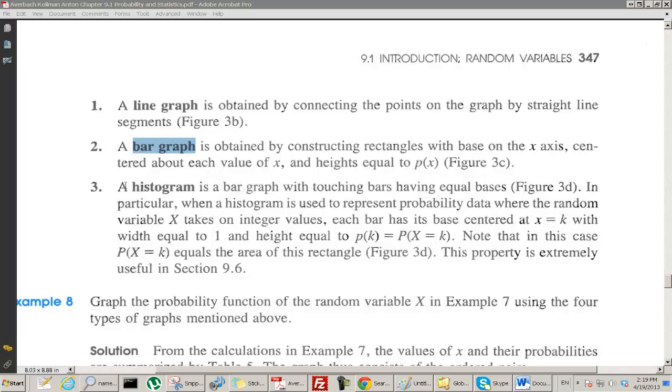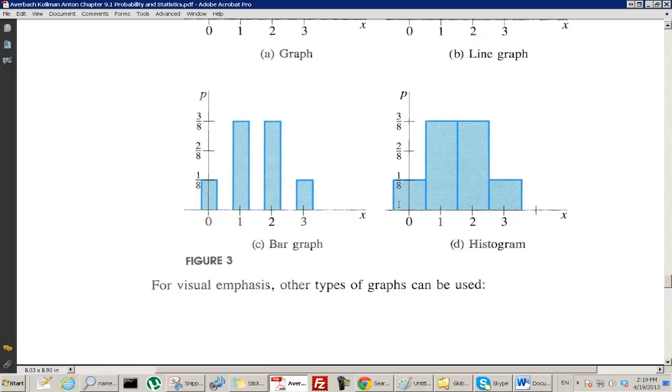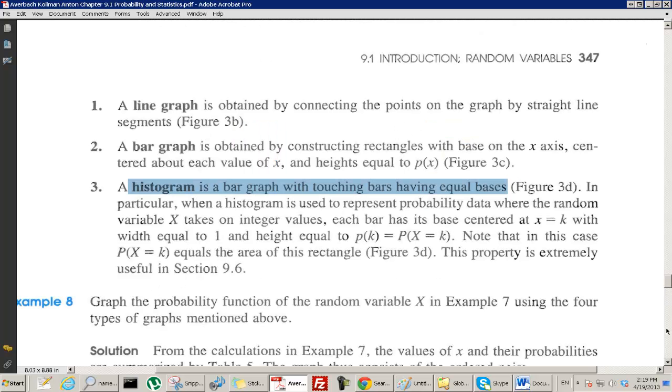They say a histogram is a bar graph with touching bars having equal bases. So the widths of the bases are all the same, right? What's the width of this base? It's from 1/2 to 1.5. What's the width of this base? From 1.5 to 2.5, and so on. When we have those characteristics, we call it a histogram.